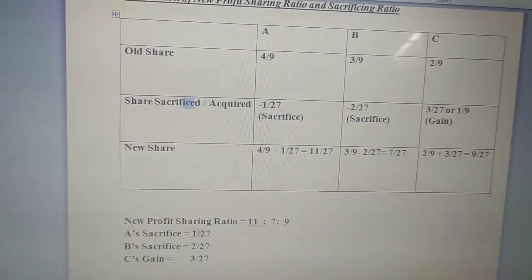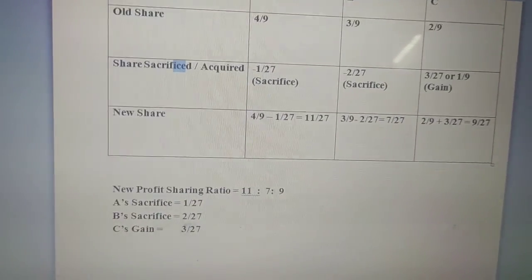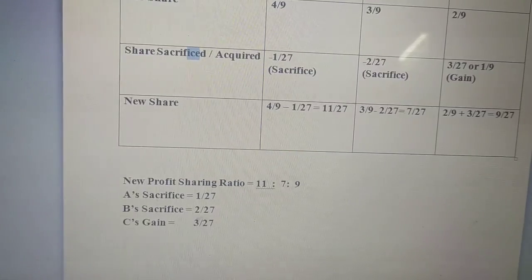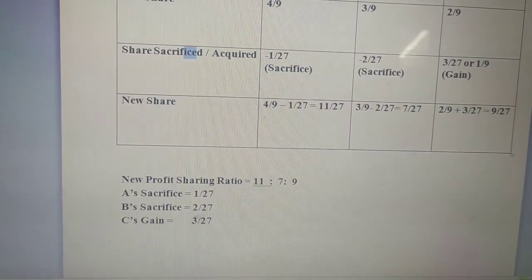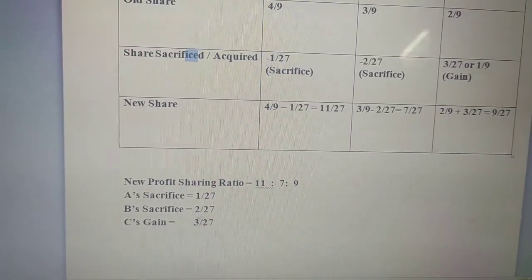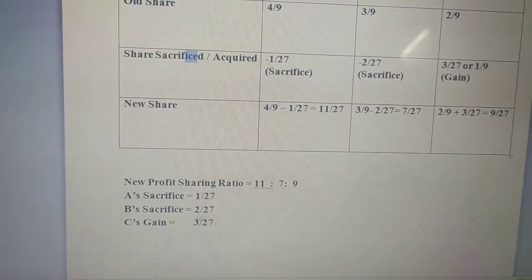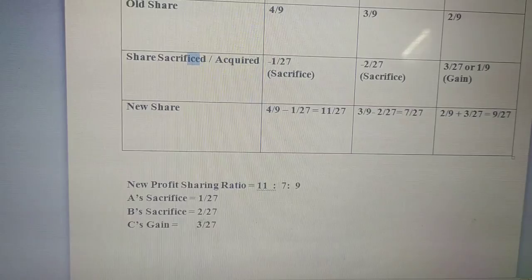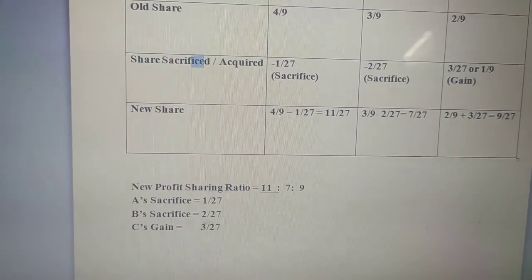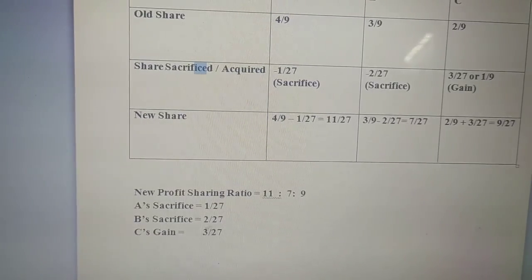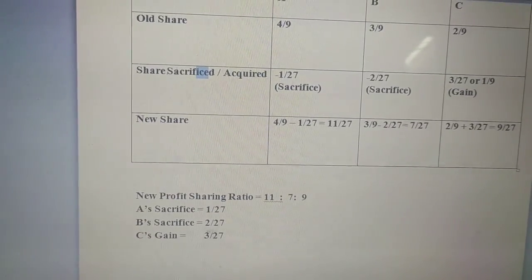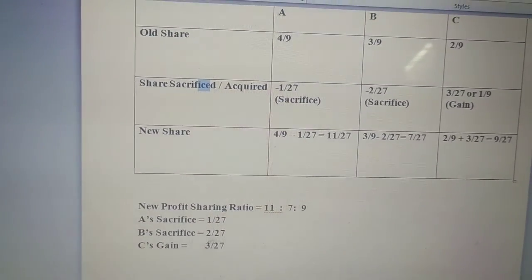So the new profit sharing ratio of A, B and C is 11/27, 7/27, 9/27, or you can say 11:7:9. A has sacrificed 1/27, B has sacrificed 2/27 and C has gained 3/27 of the share. Understood the concept?